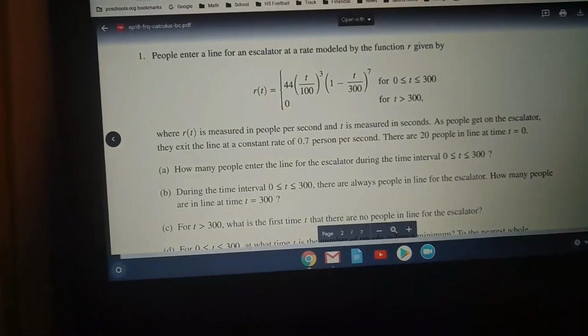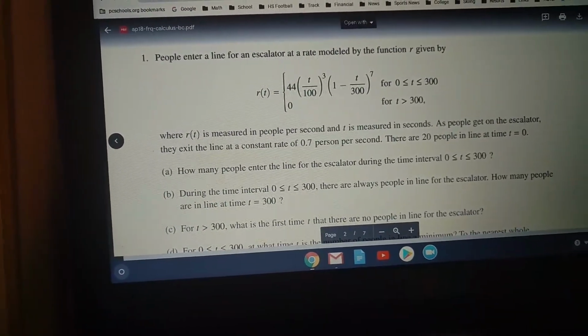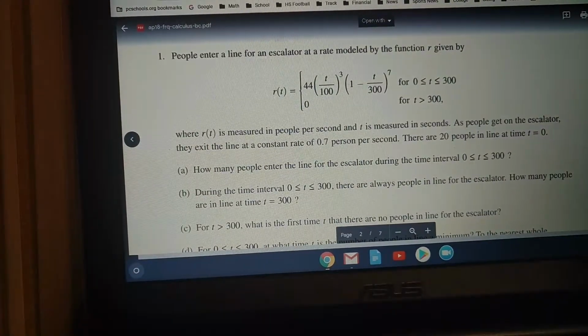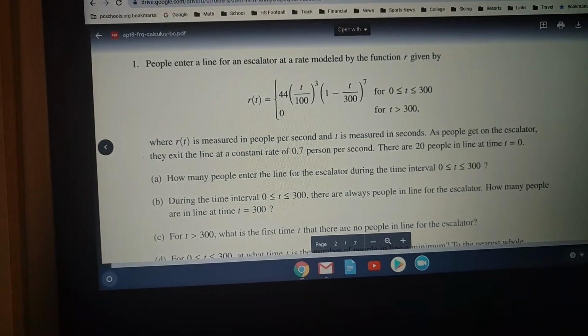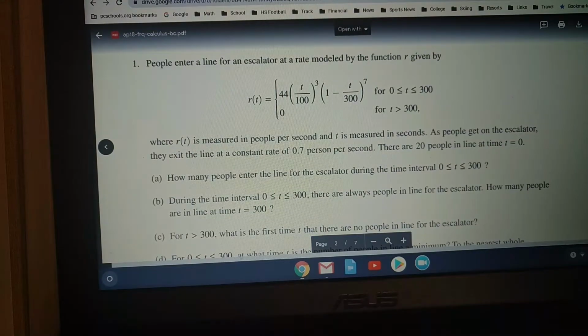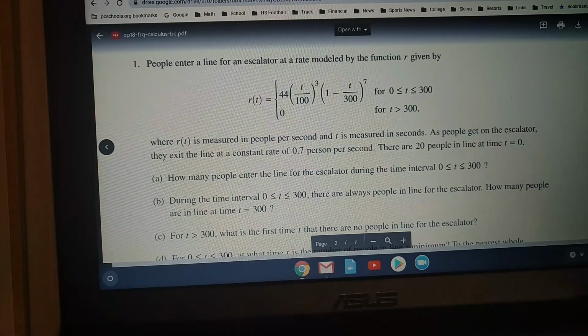Hello, BC Calculus students. We're ready to take a look at how to score 2018 numbers 1 through 3 of our free response. And so let's go ahead and take a look. Question number 1 reads like this.